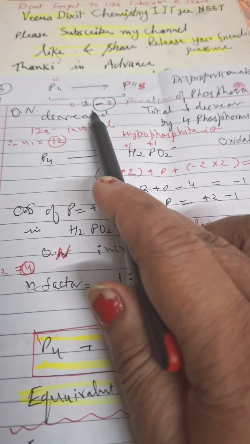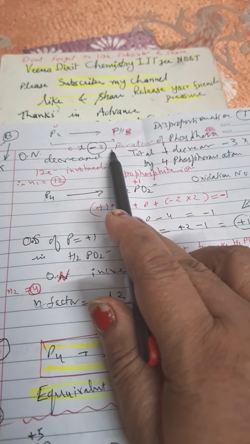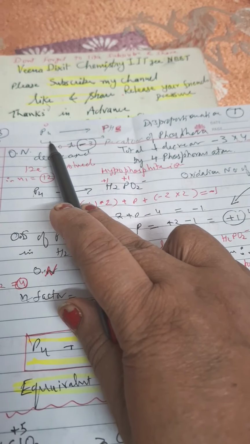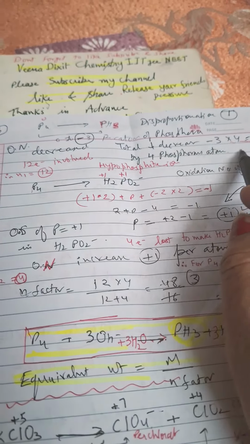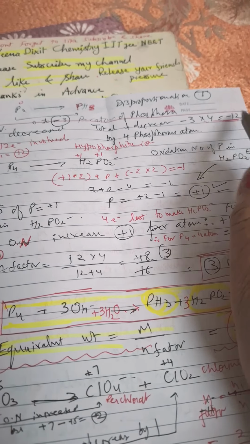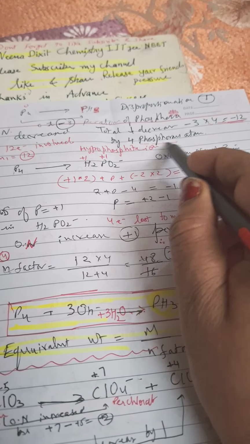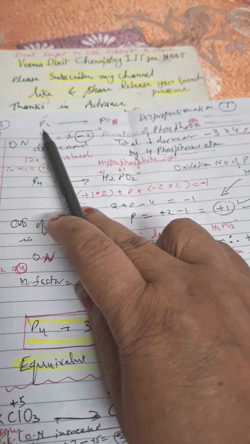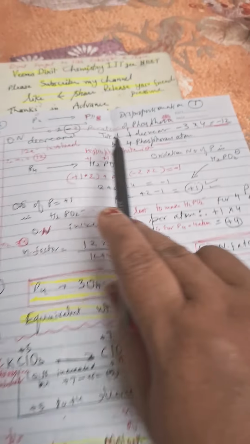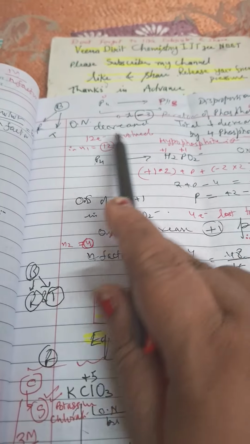So a decrease in oxidation state from 0 to minus 3 is occurring over here, and since a total of 4 atoms of phosphorus are present, the decrease will be 4 times 3, so it will be 12. So the decrease in oxidation number will be 4 times 3, which is equal to 12. So the n factor for this is 12.